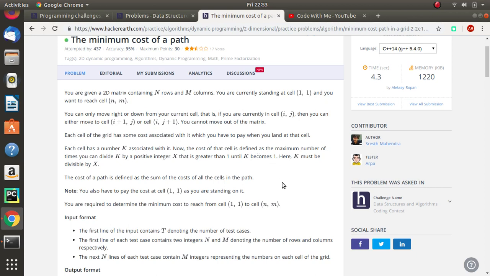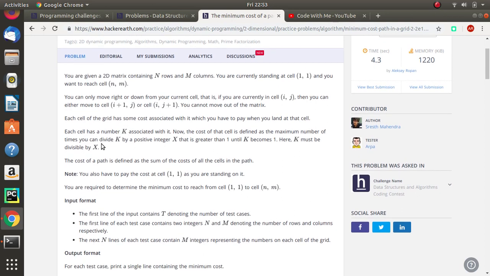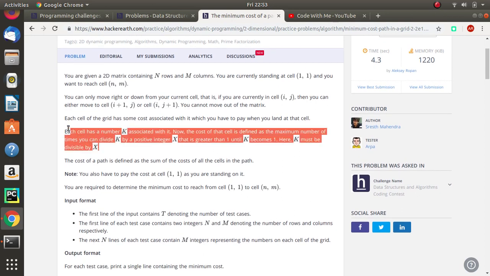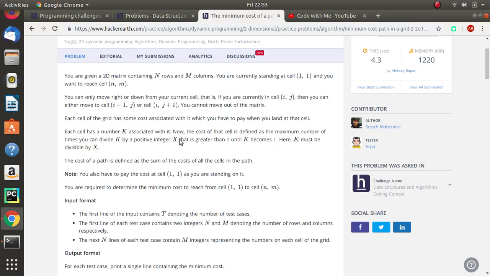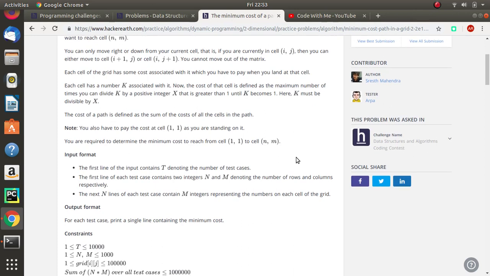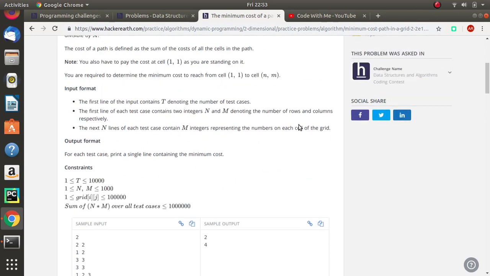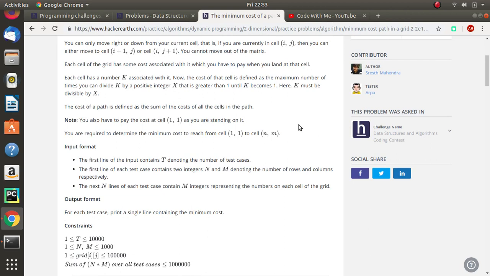Now, in the grid we will be going through cells, and for each cell there is some cost associated with it, and you have to pay that. For each cell, a number k is associated with it, and the cost is defined as the maximum number of times you can divide k by a positive integer x greater than 1 until k becomes 1. The k must be divisible by x. So for each cell we need to find how many times we can divide that number until it becomes 1.